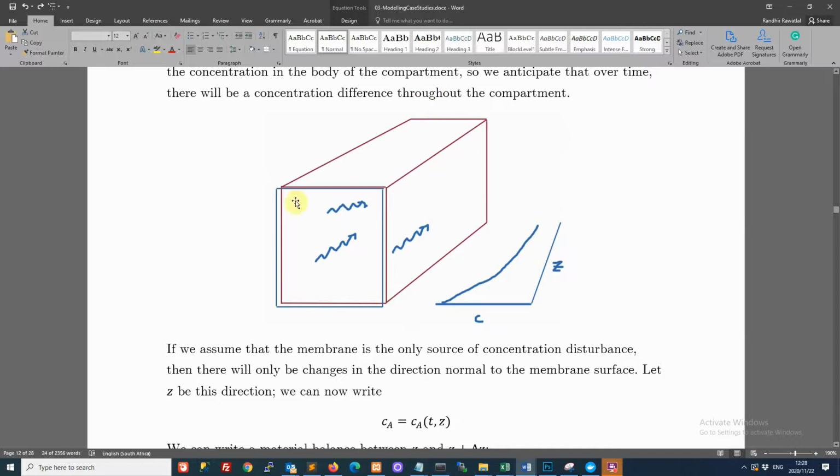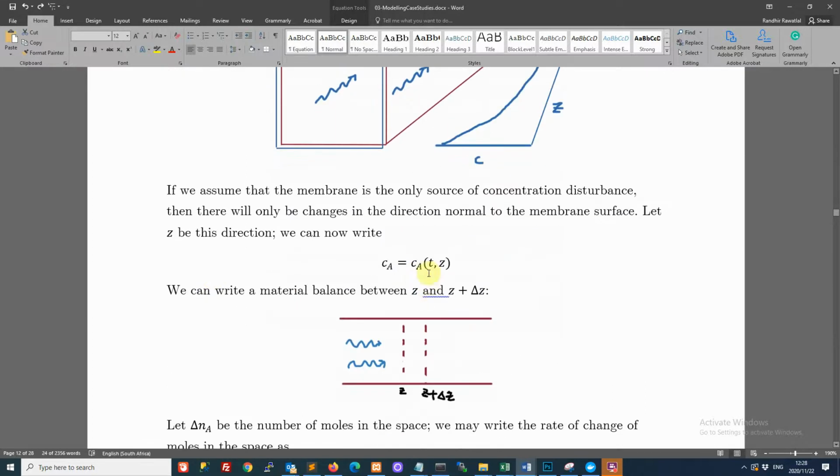Similarly, there's no change in that direction. If you look at this edge, nothing is happening on this face. There's no flux in this direction. So we're not worried about lateral or vertical flux. We're only worried about flux that's moving into the page, if you like. So flux in that direction. And so we are concerned that component A concentration might be changing in time and in the specific direction Z.